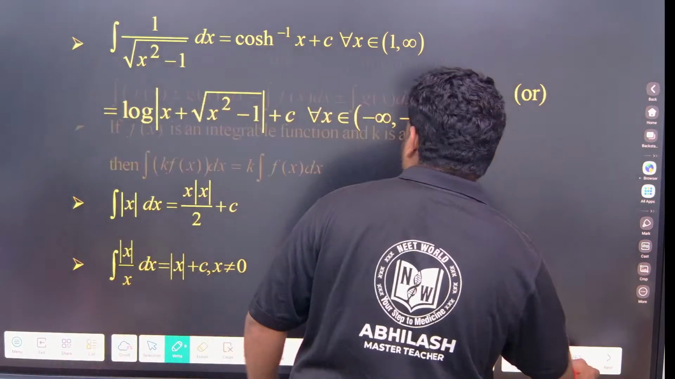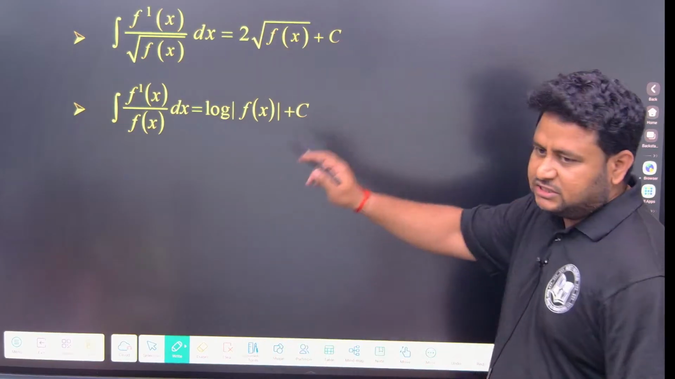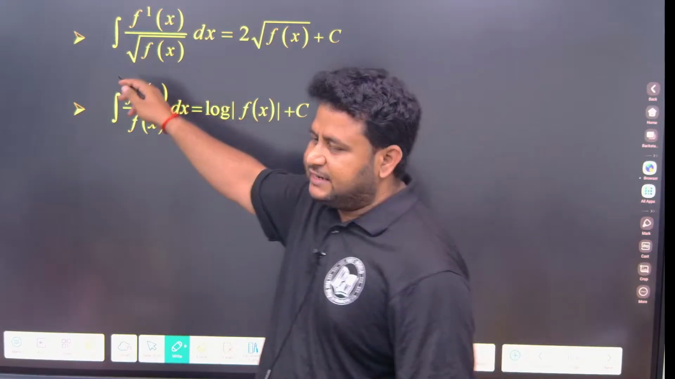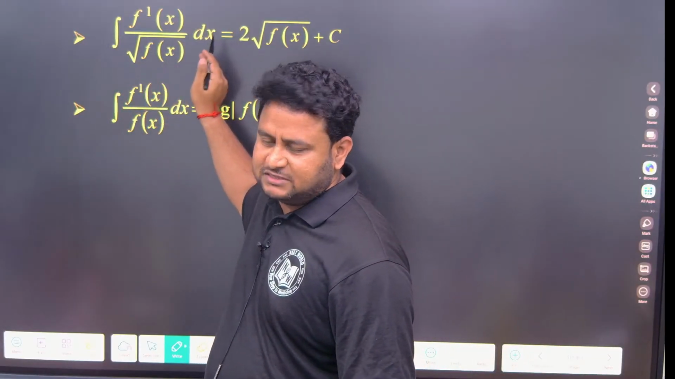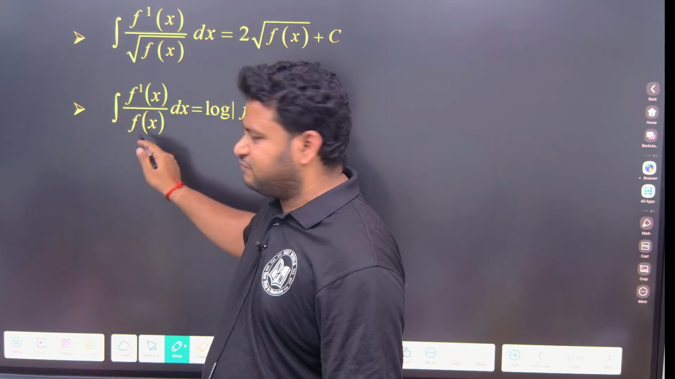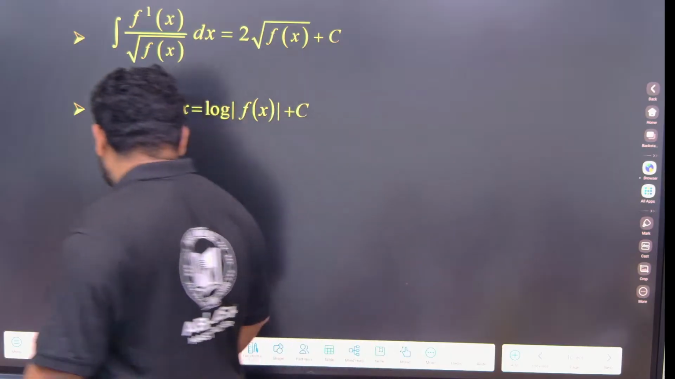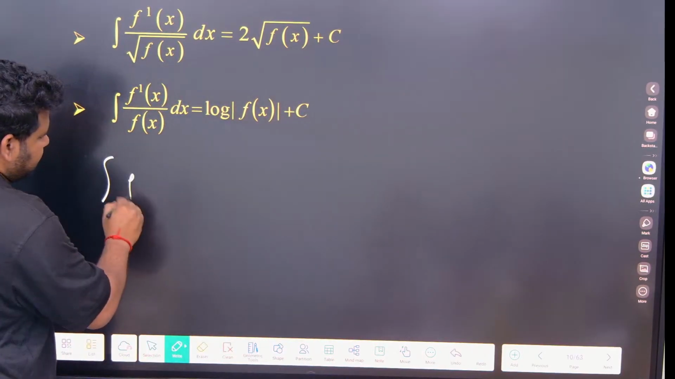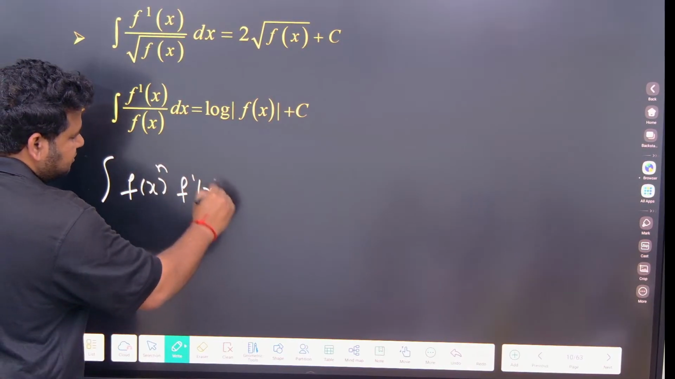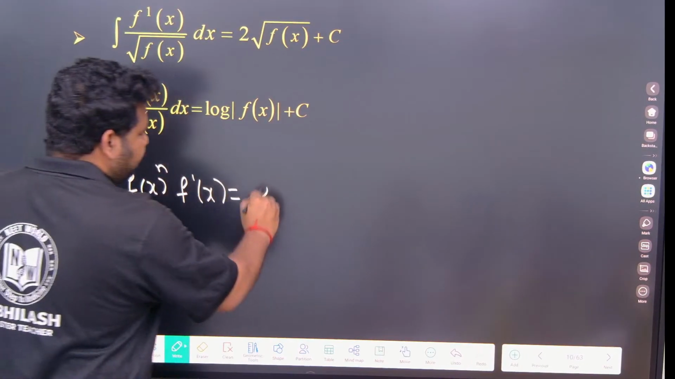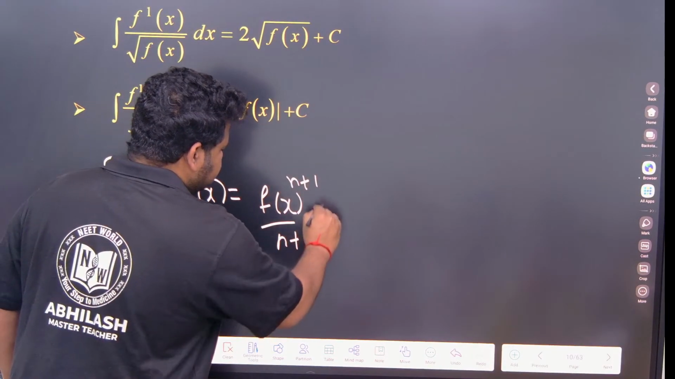Next, some properties we learnt, and I told you this is a highly important property: the integral of f dash of x by root of f of x is 2 times root f of x plus c, and the integral of f dash of x by f of x is log f of x plus c. Similar to that, I also told you about f of x to the power of n, and if you are having f dash of x, the answer is f of x to the power n plus 1 by n plus 1 plus c.